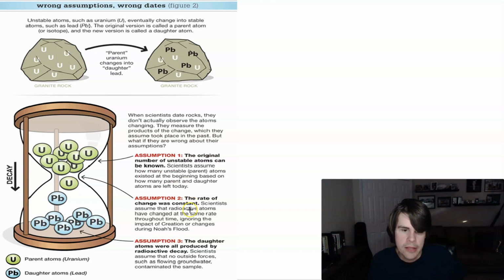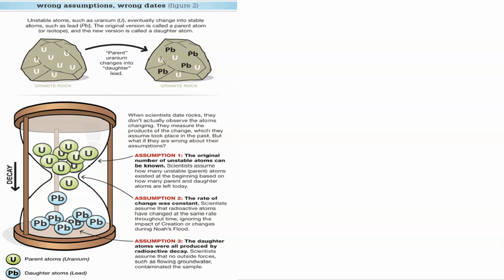Can you know that? The rate of change was constant. Again, that's uniformitarianism. Everything's remained constant throughout Earth's history. Catastrophism argues differently. Catastrophism argues that there could have been changes in rates through catastrophic events like the flood, or a meteor, all sorts of different things. And then the daughter atoms were all produced by radioactive decay. What if those daughter atoms were there to begin with? So those are all assumptions being made.